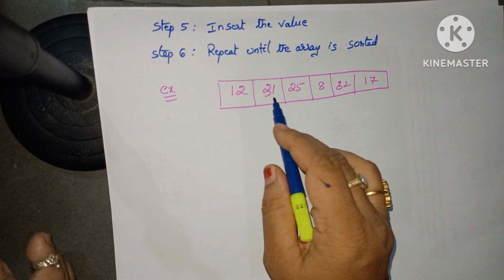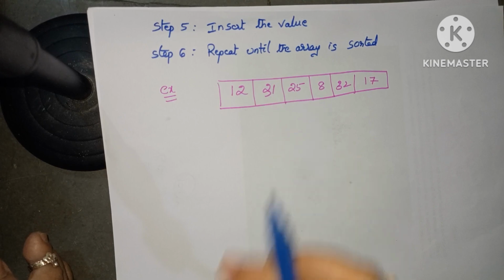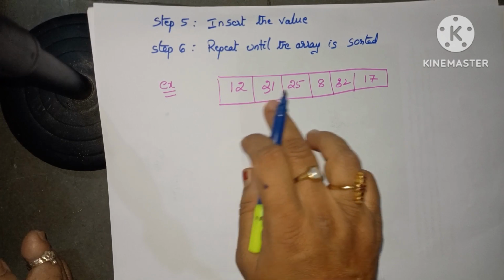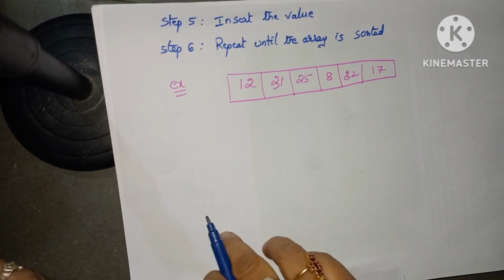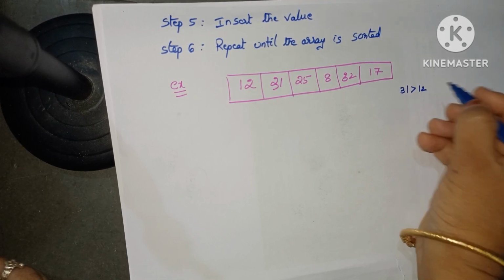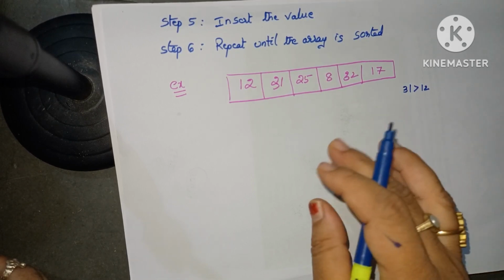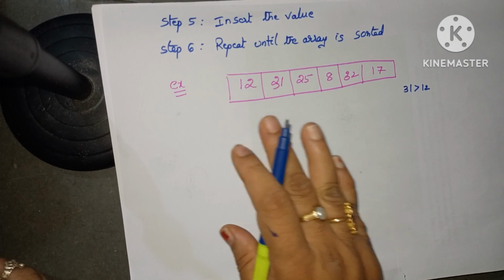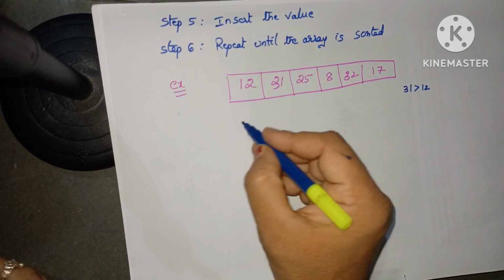Then go to the next element, 31. It is considered as the key element. Then step 1 is to compare these two elements, 12 and 31. Here 31 is greater than 12. So that means both the elements are already in ascending order. So 12 is considered to be already in the ordered manner.